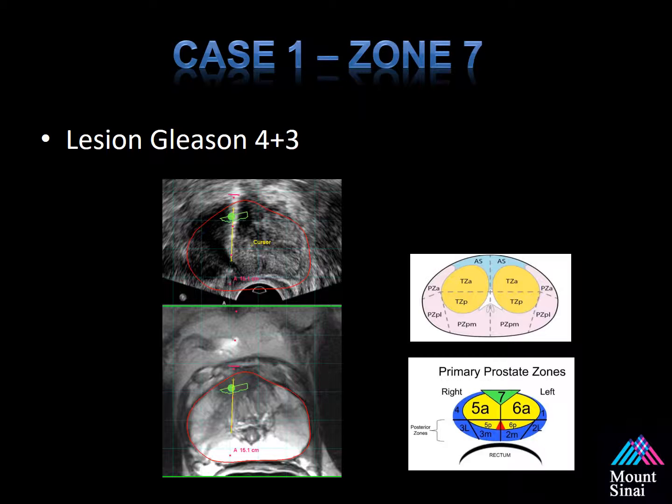This is an example of the MR ultrasound fusion guided biopsy. Again, the primary zone was shown there, which is similar to the PIRADS version 2 zones, and you can see that the core needle went through the anterior portion of the prostate where the lesion was. And this was found to be Gleason 4+3.